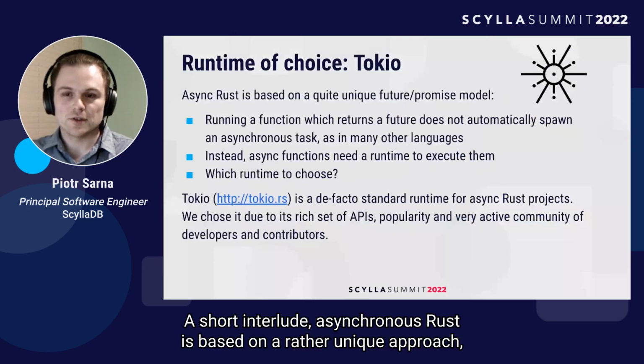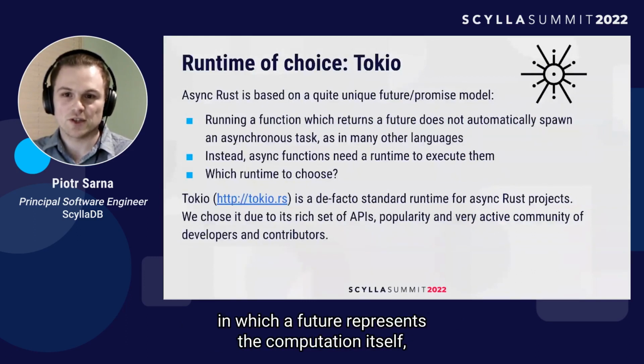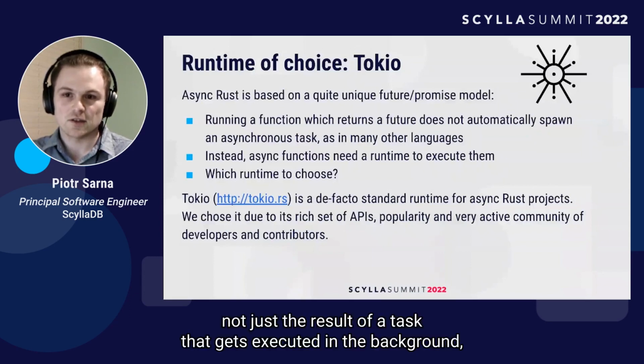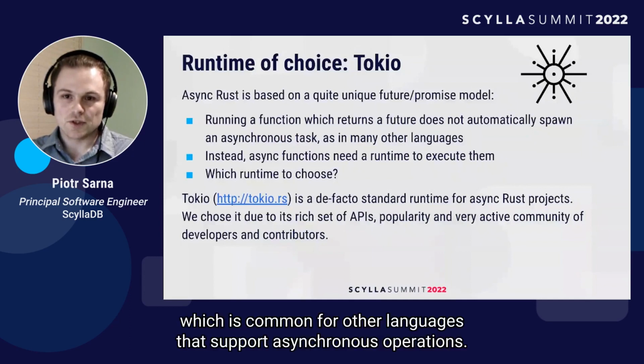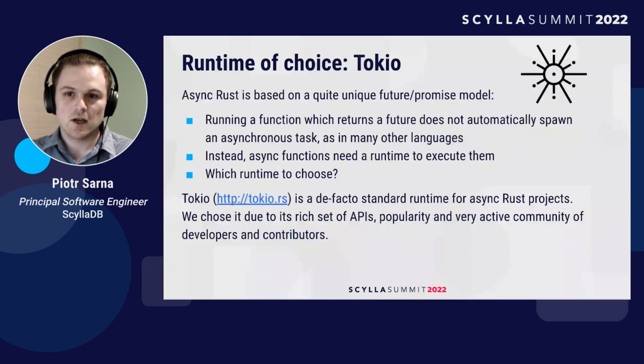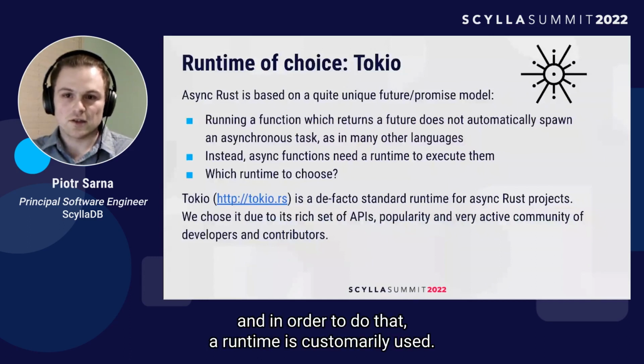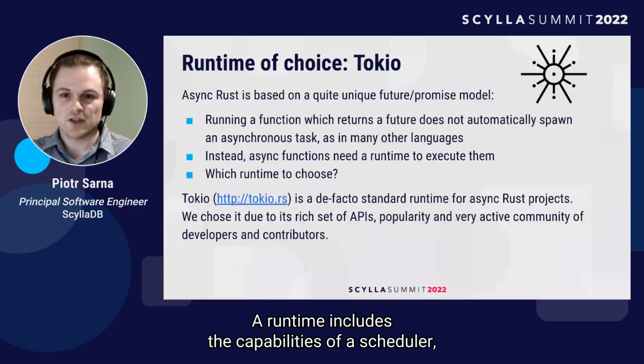A short interlude. Asynchronous Rust is based on a rather unique approach, namely a future promise model in which a future represents the computation itself, not just a result of a task that gets executed in the background, which is common for other languages that support asynchronous operations. In async Rust, nothing is implicitly started in the background, and instead it's the programmer's responsibility to advance the state of asynchronous computations. And in order to do that, a runtime is customarily used. A runtime includes the capabilities of a scheduler, the event loop, the reactor, and so on.